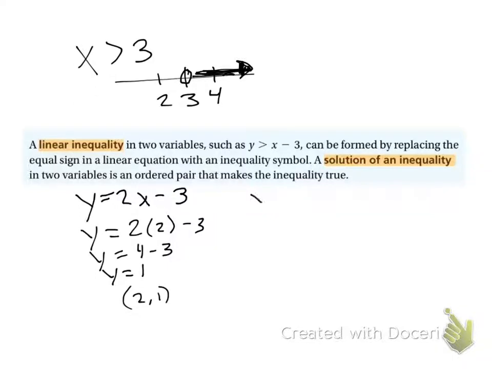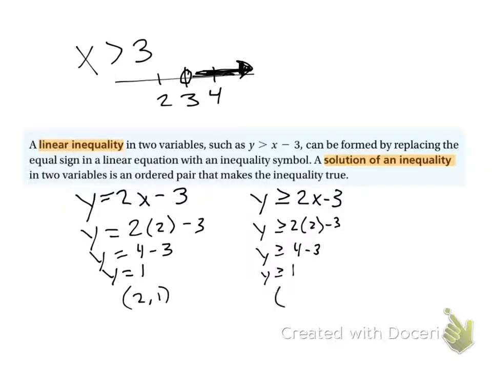If we look at that same equation, but we change it so that we have the greater than or equal to symbol. Now if I plug in 2 for x, y is greater than or equal to 2 times 2 minus 3, which is 4 minus 3, which turns into 1. Now the point (2, 1) is a solution. Right? We plugged in 2 for our x, we got out 1.